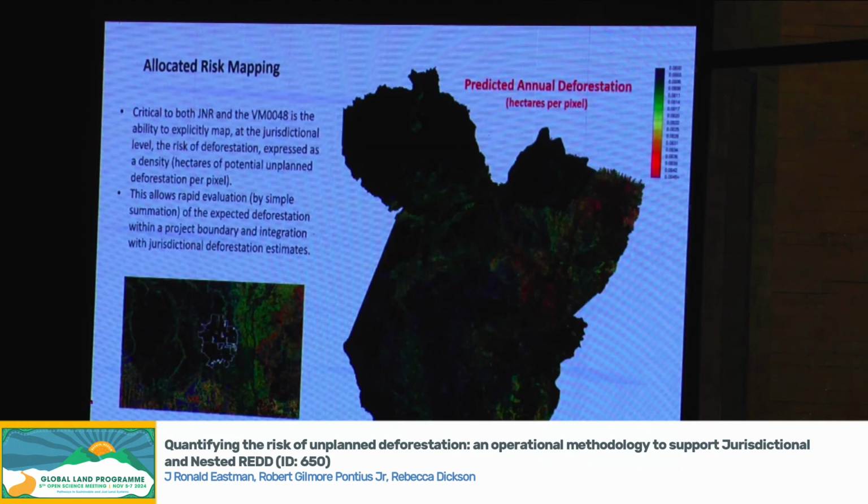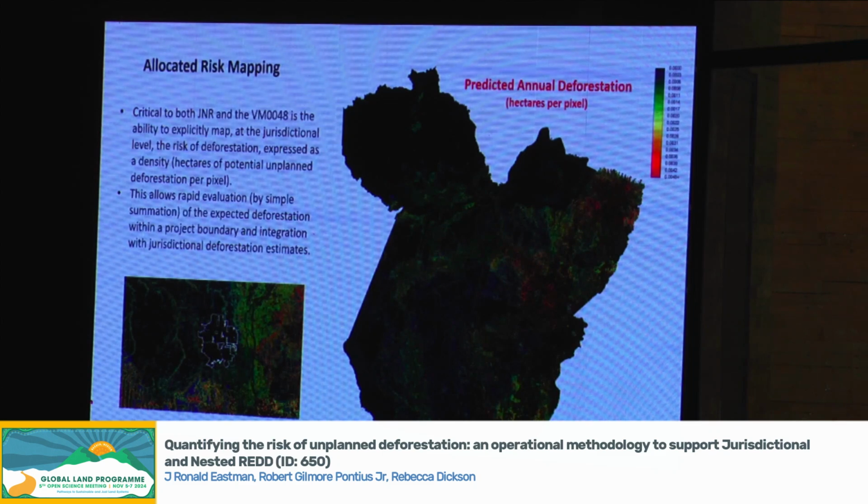So critical to both JNR and VM48 is the ability to explicitly map at the jurisdictional level the risk of deforestation expressed as a density. A jurisdiction is typically a country, or for large countries something like a state or a province. We need to map the risk of deforestation and express it as a density, which is the number of hectares of potential unplanned deforestation per pixel.